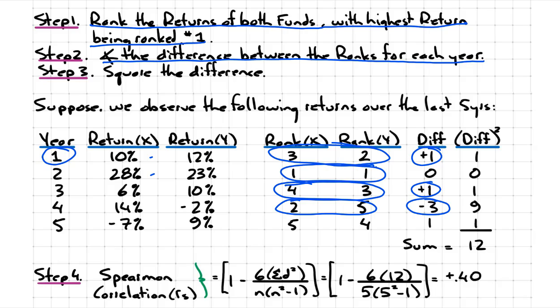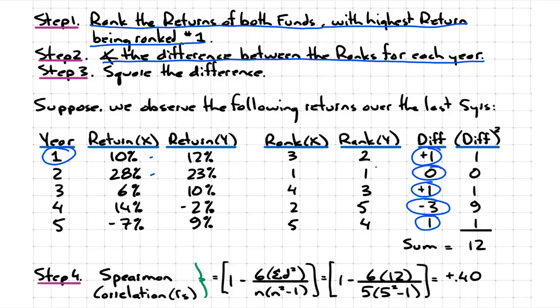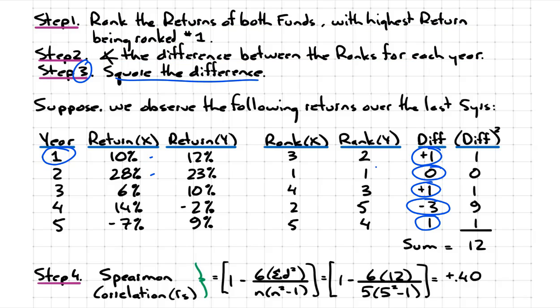Let's just do all of them. Year 2, it's 1 minus 1, which is 0. And then year 5, again, the difference between the ranks is +1. So that's your step 2. And then finally, step 3 says to square the differences. That's exactly what we do here. So 1 squared is 1, 0 squared is 0, 1 squared is 1, -3 squared is 9, and 1 squared is, of course, 1.